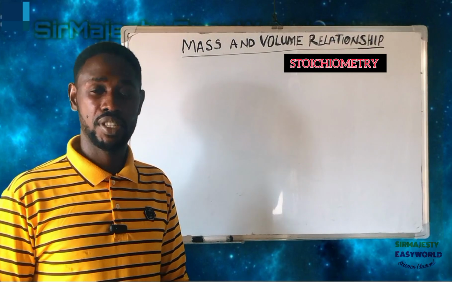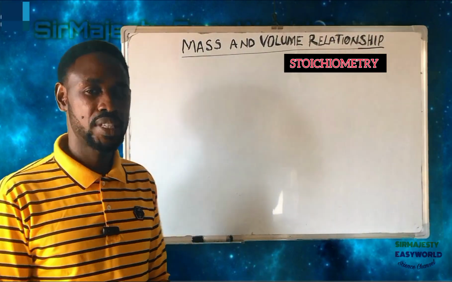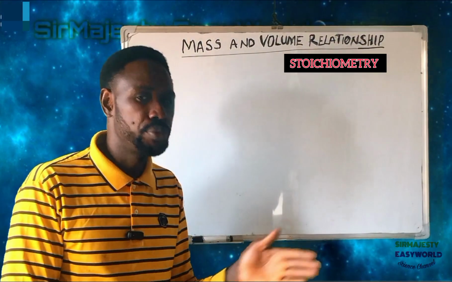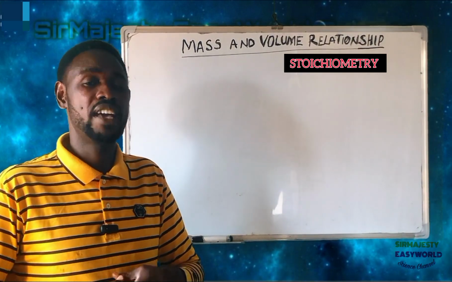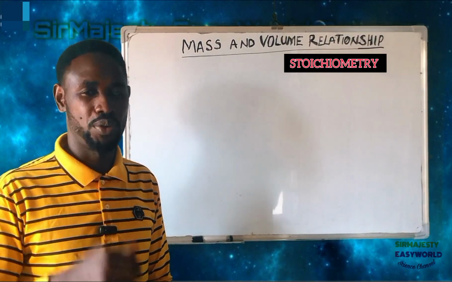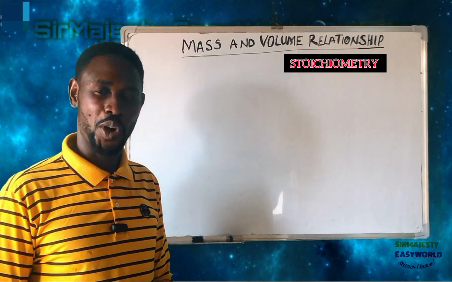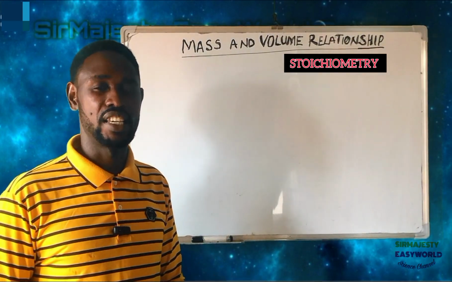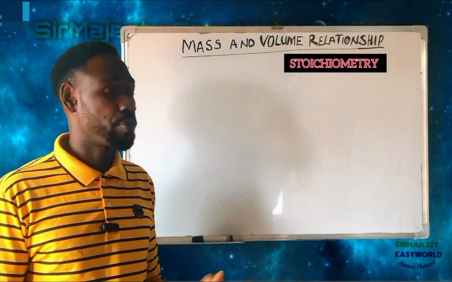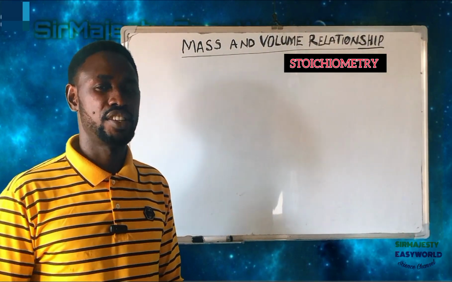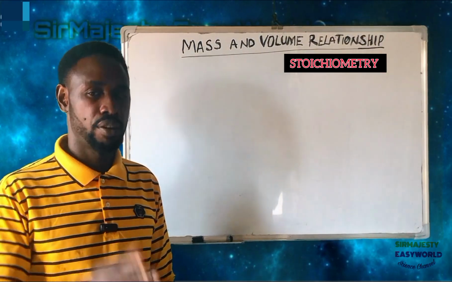Other variables such as the number of particles, the mass and volumes of particles involved in a chemical reaction depend solely on the mole. Thus, the mole ratio of the reactants and products in a balanced chemical equation of a given reaction practically represents the stoichiometry of the reaction.